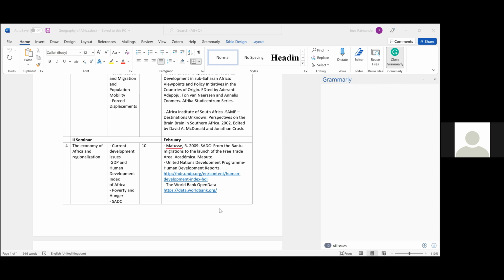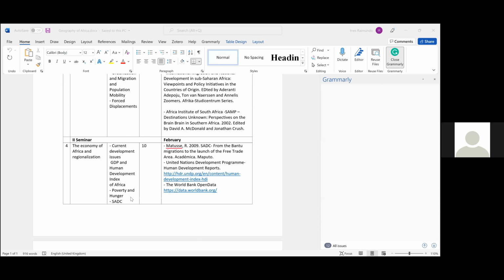So for this topic, I'm suggesting to bring topics like the current development issues of Africa. We're talking about GDP, again, the lowest in the world. We're talking about the Human Development Index, also the lowest in the world. And of course, when we talk about Africa, we will also stress the issues of poverty and hunger, because they are the biggest problems that we're facing currently.